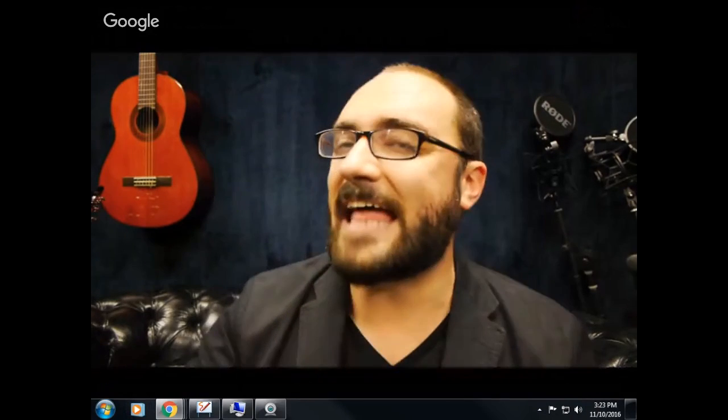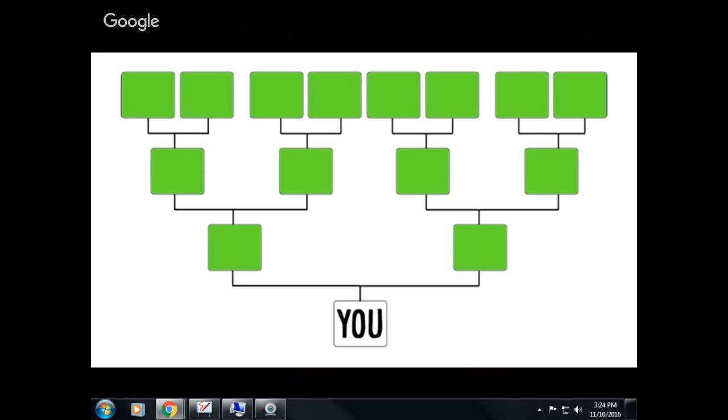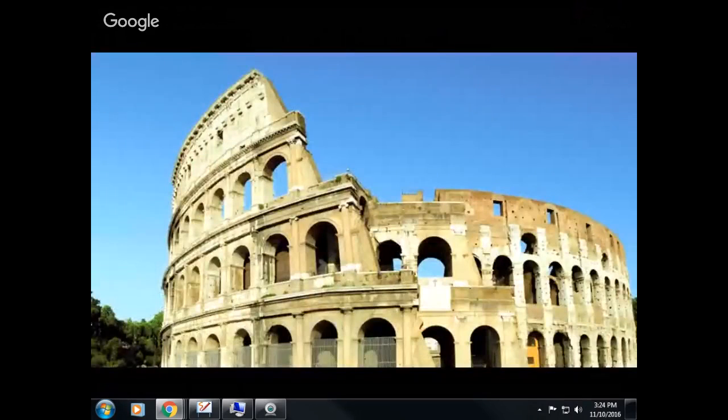Scientifically speaking, geneticists tell us that every single person on Earth is at the least 50th cousins with everybody else on Earth. It kind of has to be that way. Think of it like this. You have 2 biological parents and 4 biological grandparents and 8 biological great-grandparents. It keeps doubling.